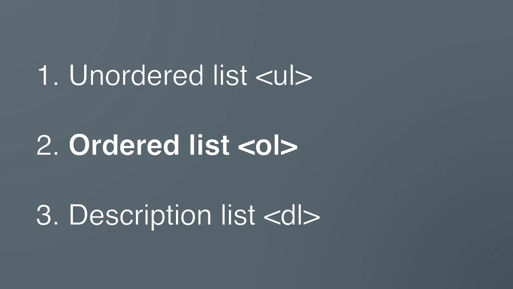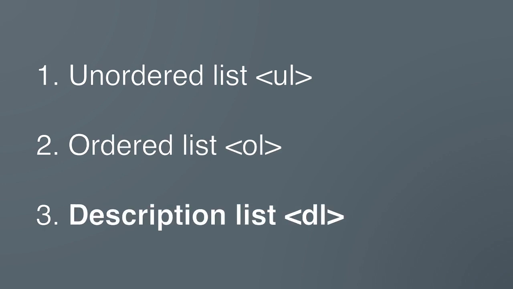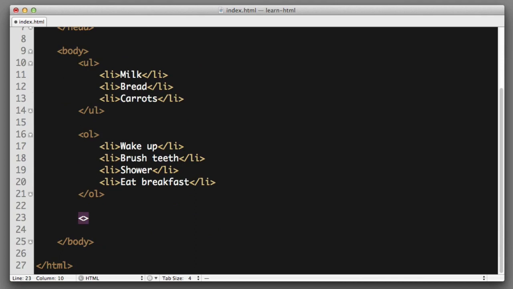Now let's talk about the third type of list, the description list. I think the name is self-explanatory, but let's see it in action. Let's give ourselves a goal. Let's imagine that we want to describe a book. So this would include mentioning things like the title, the name of the author, the number of pages. The code for the description list element is simply DL.